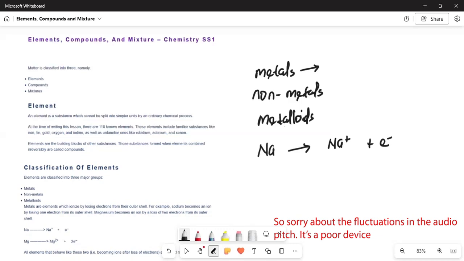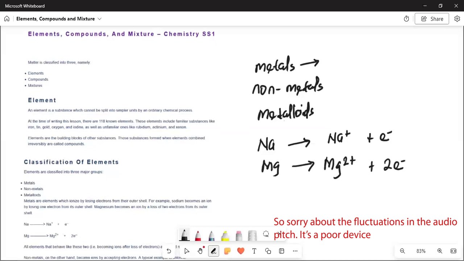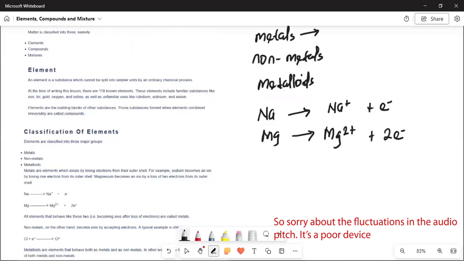Other examples include magnesium, represented by Mg in the symbol. When it ionizes, two electrons are lost from the outer shell. So they'll have Mg 2+, where the 2+ signifies that two electrons were removed, represented with 2e minus. Now, where is this electron being removed from? The outer shell of the element in question.